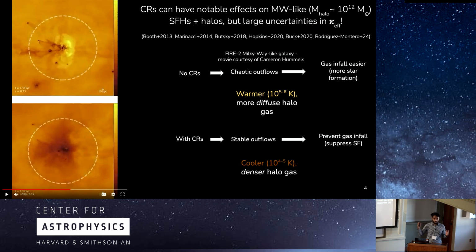This prevents cold gas infall from falling onto the disk and creating more stars. And so the runs with cosmic rays are typically a factor of 2 or 3 less in stellar mass due to reduced star formation at late times, whereas runs without cosmic rays are much more chaotic in their outflow structure and have warmer and more diffuse halo gas relative to the cooler and denser structure of cosmic ray-dominated halos.